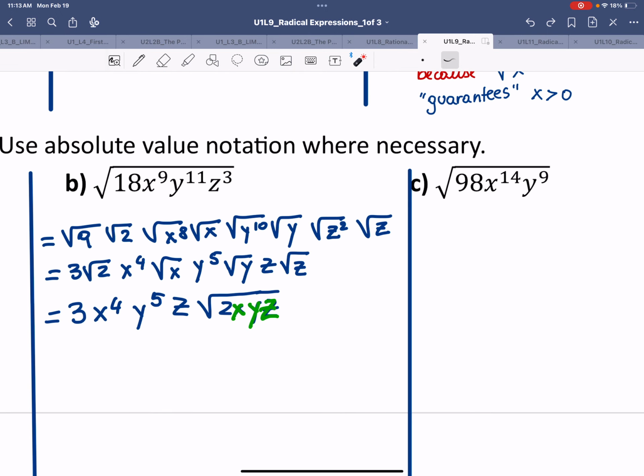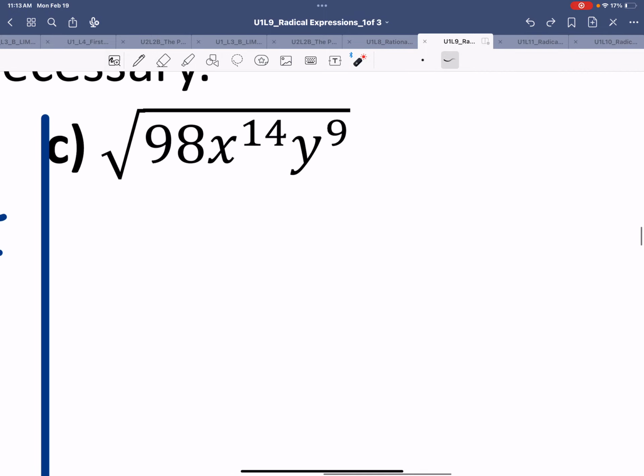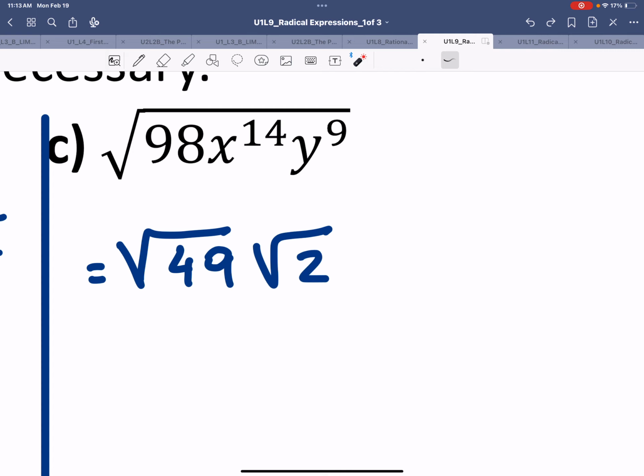So in the next example, which is our second last example, we have 98 x to the 14 y to the 9th. I encourage you to try this on your own. I'll continue with the explanation. So again, we have root of 98. Square root means that we're looking for perfect square factors. So root 49, root 2.